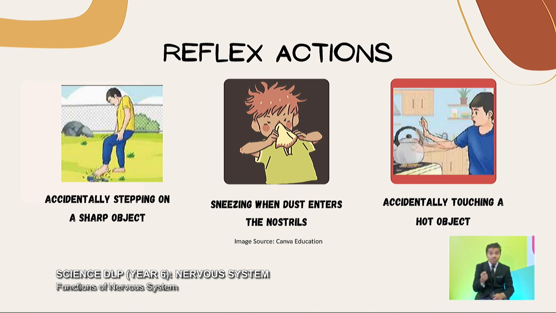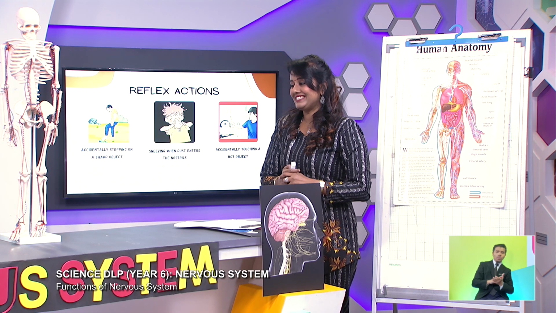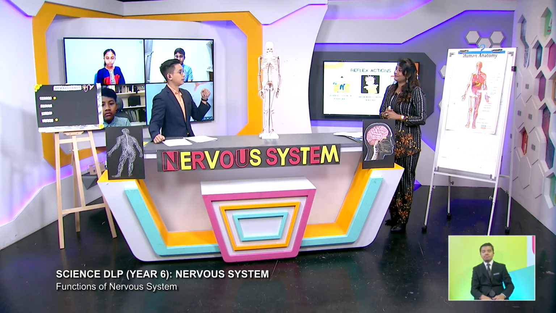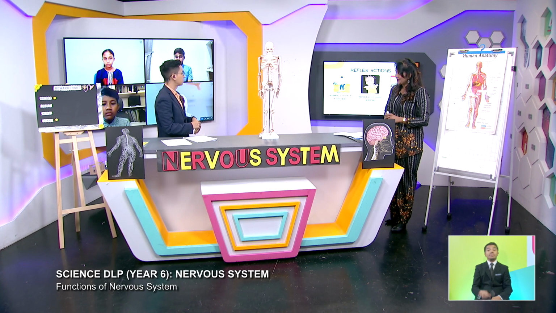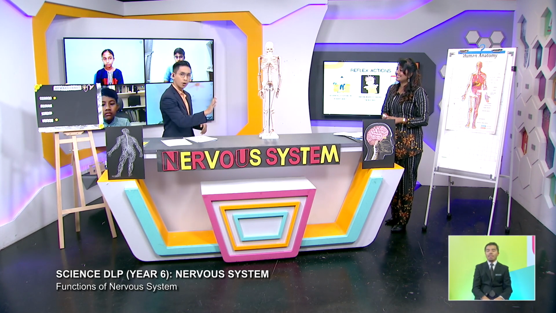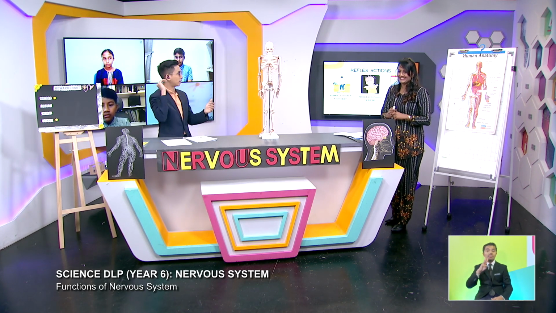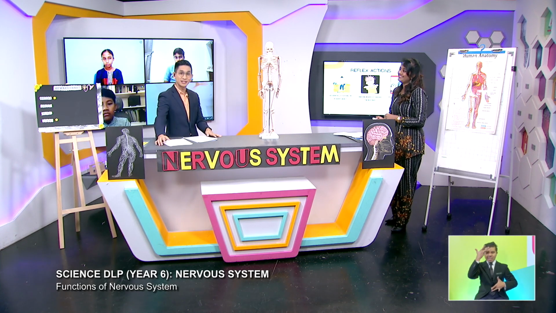Okay, and the next is sneezing when dust enters the nostrils, right? Yep. You will say, "Ach!" Very fast. Sometimes when it's dusty, then you will sneeze. Okay, and the third example here is accidentally touching a hot object, as you saw just now in the video, right? Yeah. So these are called reflexes. Exactly. And this is controlled by the spinal cord. So that's why when you touch hot water or a hot kettle, we automatically do that. Exactly. I see. Interesting.